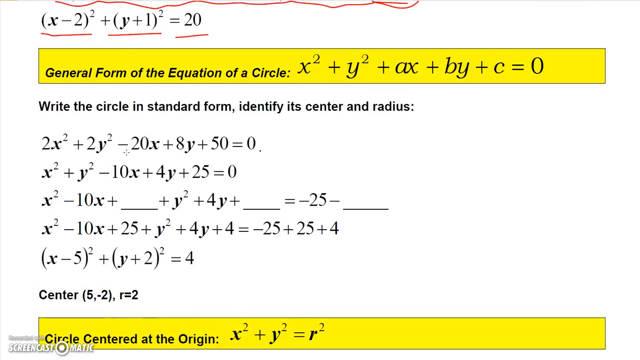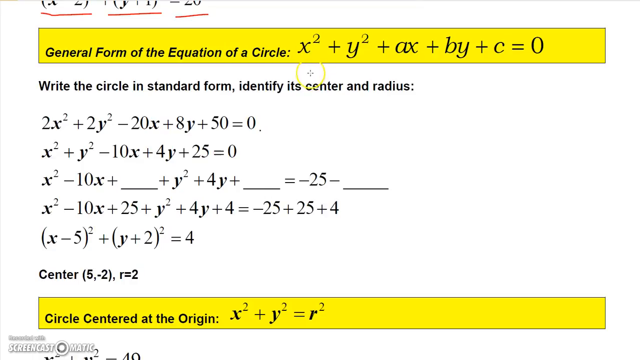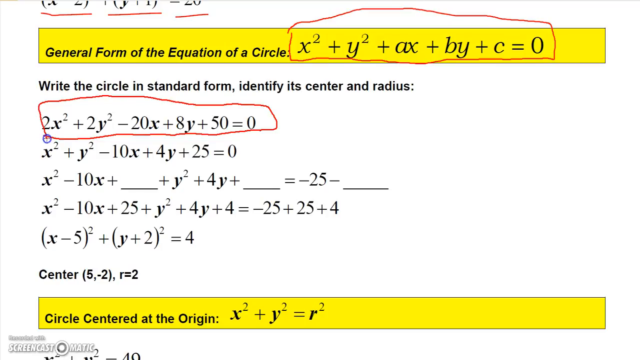Now, one of the things that you might have to do with circles is a circle can be given to you in what's called the general form. And the general form is a little bit trickier. Now here's the general form of a circle. Okay. Now the reason I know it's a circle is because x squared and y squared have the same coefficients, 2 and 2. So I can divide everything by 2. Okay, so let's divide everything in this equation by 2. That'll give me x squared plus y squared minus 10x plus 4y plus 25 equals 0.